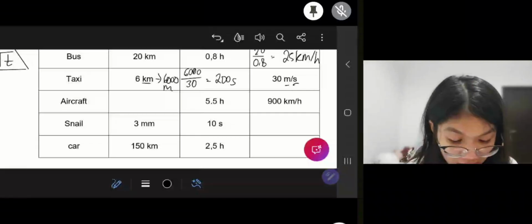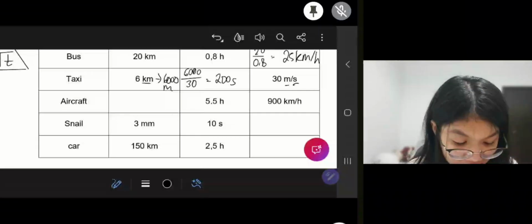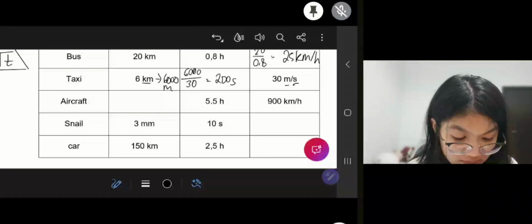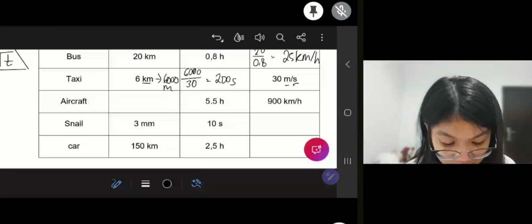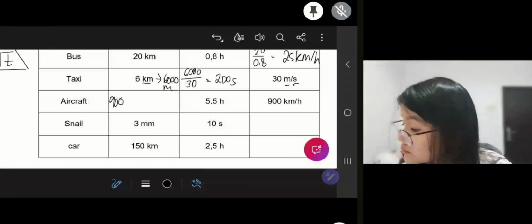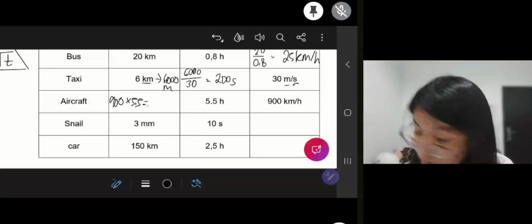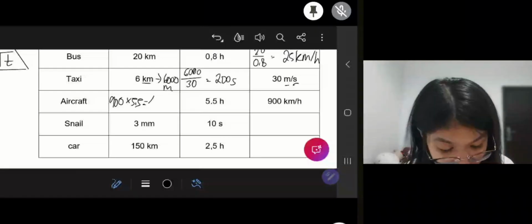And then for aircraft, we have the time and we have the speed, but we don't have the distance. So to find the distance, we have to multiply speed by time, which is equal to 4,950 kilometers.